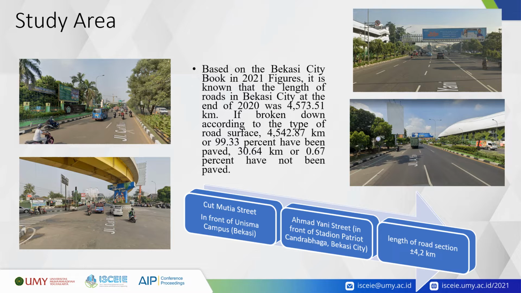Why these roads? Because this road section is the main road that connects the area between East Bekasi and West Bekasi. The road sections in question are Chutmutia Street and Ahmad Yani Street in Bekasi, along about 4.2 kilometers. This determination is precisely starting from Chutmutia Street in front of the Unisma Bekasi campus to Ahmad Yani Street in front of the Patriot Chandrabaga Stadium, Bekasi City.